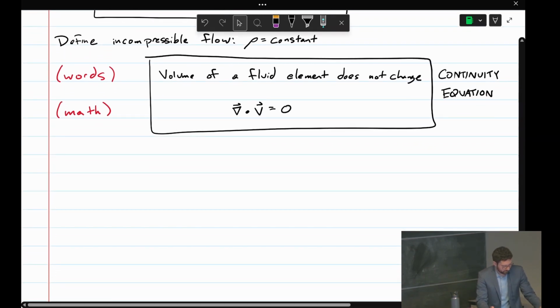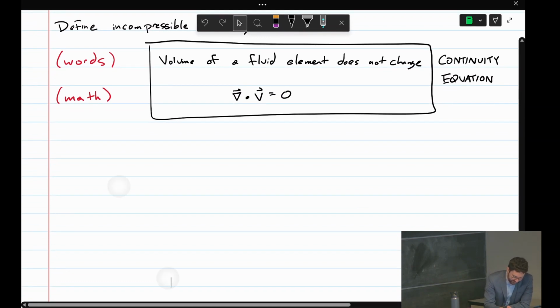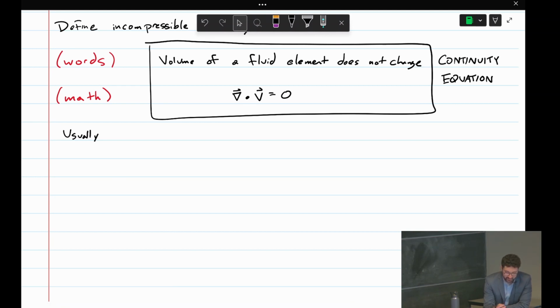Okay. So usually in practice, we'll come back to this multiple times and you'll see it in fluids too. We determine whether a fluid is incompressible based on the Mach number. And usually people take 0.3. So if you're going less than Mach 0.3, you're incompressible.